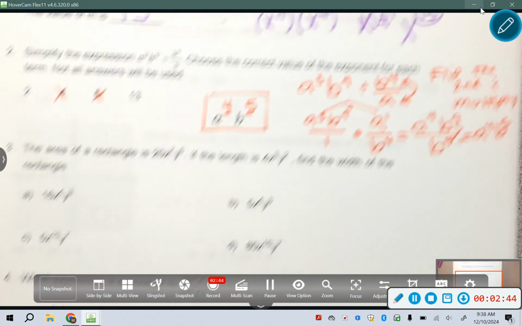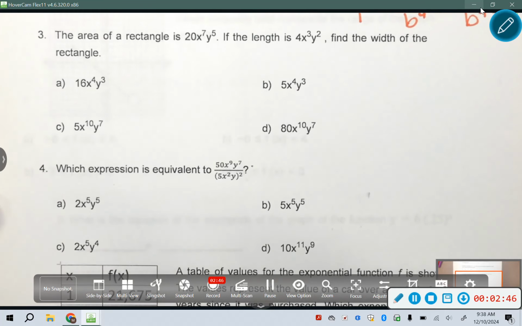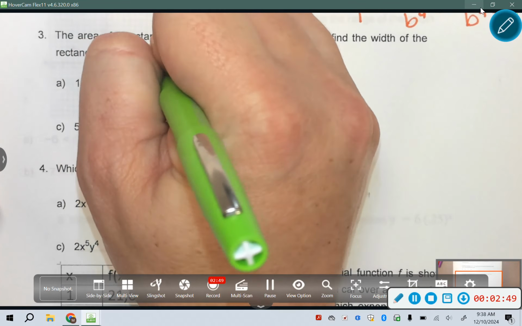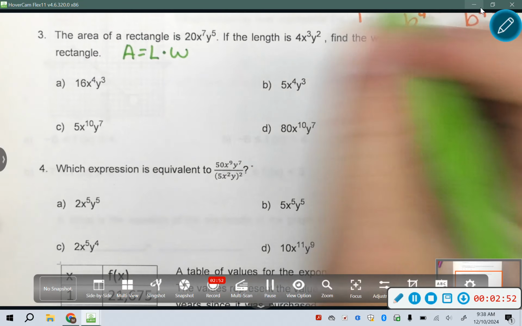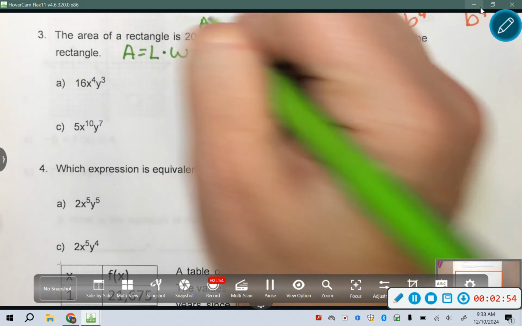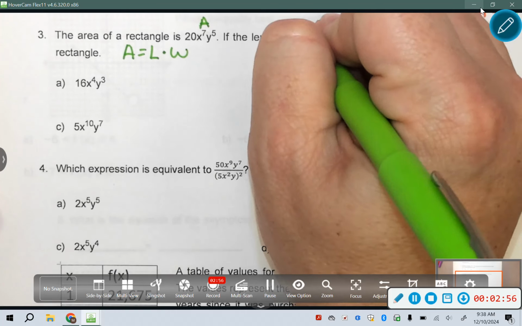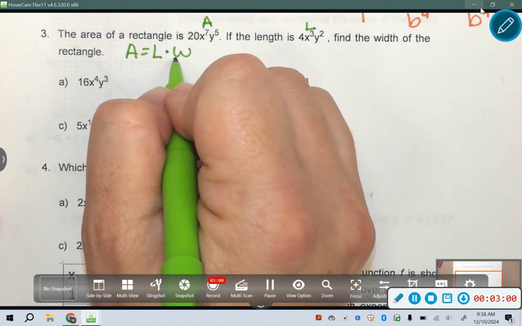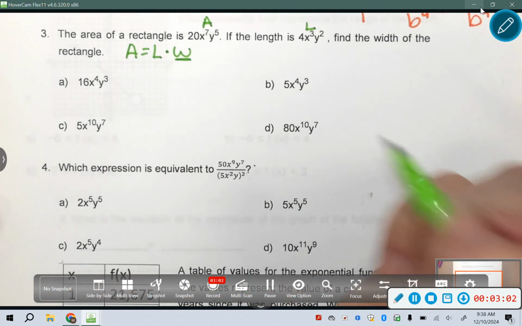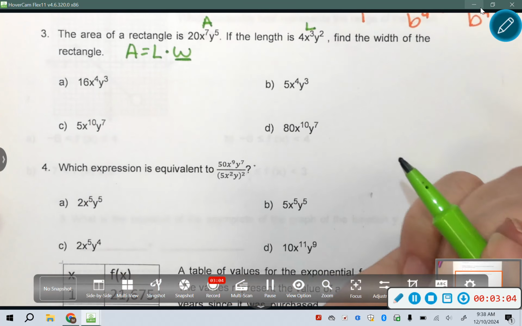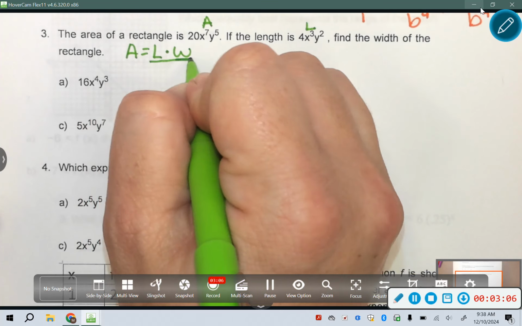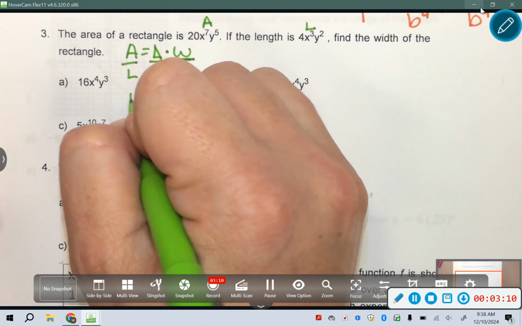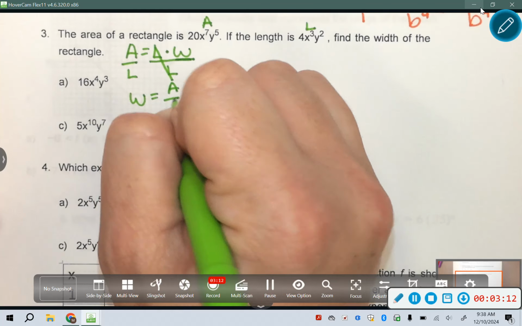Okay, so let's look at number 3. Number 3 says the area of a rectangle. Right away, I know area equals length times width. So I know my area is this, and my length is this, and it says find the width. Well, if I want to find my width, how do I get width by itself? Well, I have to get rid of this multiplication. So how do I get rid of multiplication? I divide. I'm going to divide both sides by length, and I get width equals area divided by length.